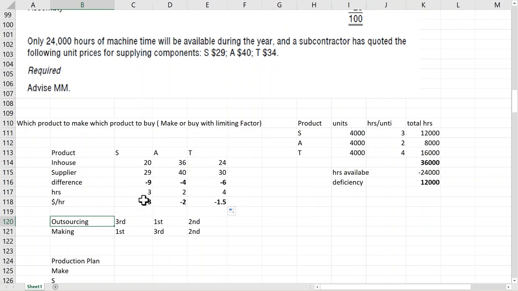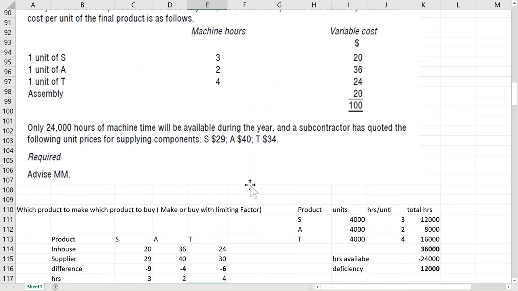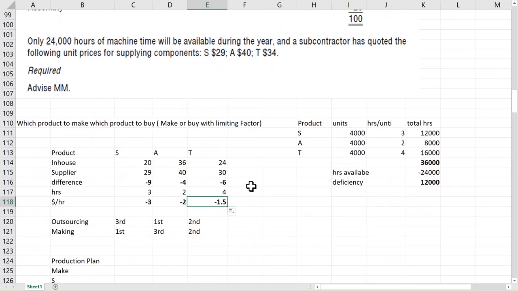So if we are making it, first we will make this one, second we will make this one. I think I've written wrong hours. This is 34 actually. Second we will make this one, and third we will make this one, because they cost expensive outside. If we are outsourcing, first we will outsource this one, second we will outsource this one, and third we will outsource this one. So what you make first, you outsource it last.